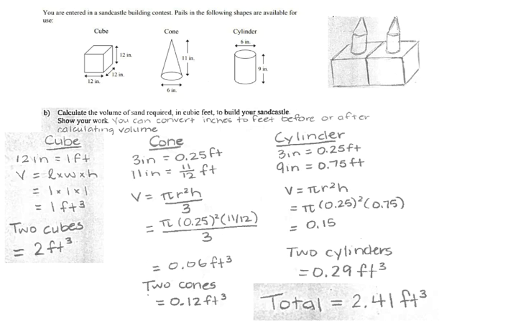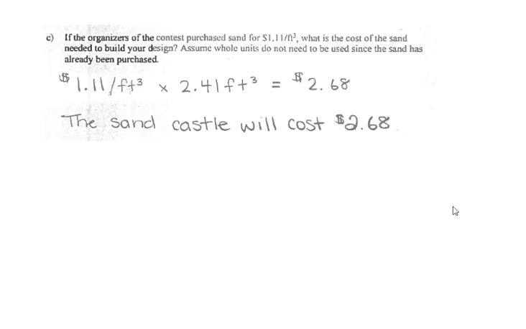And then the last step just asks us to calculate how much our little sandcastle would cost. You'll notice that they specifically say that you don't have to use whole units. It says the organizers purchased sand for $1.11 per cubic foot. We want to know how much the sand in this particular castle example that we used is worth. Again, it says assume whole units do not need to be used since the sand has already been purchased.